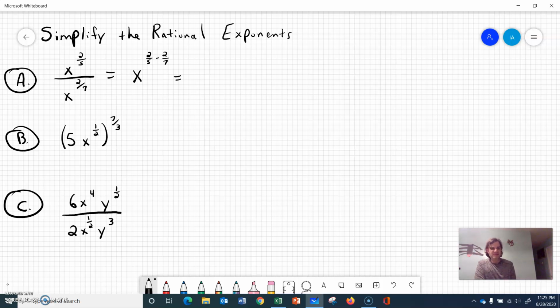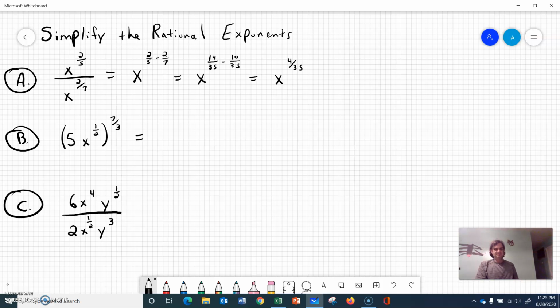Now, unfortunately, with fractions, we need a common denominator. So if we're going to clean this up, 5 and 7 would have a common denominator of 35. So I'll multiply the first one by 7, so that'd be 14 over 35. I'll multiply the second one by 5, so that'll be 10 over 35. So this will be x to the 4/35. So that is to the power of 4 and the 35th root. Okay, doesn't mean it's better, just means we can do it.